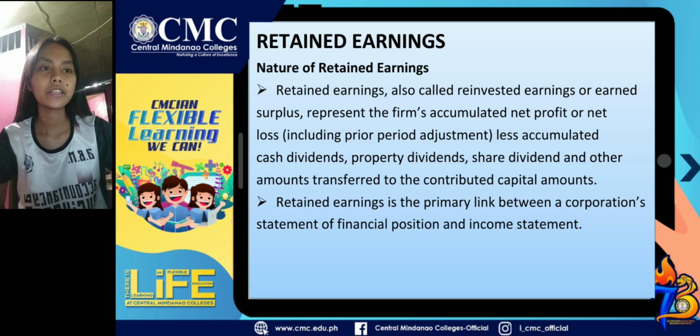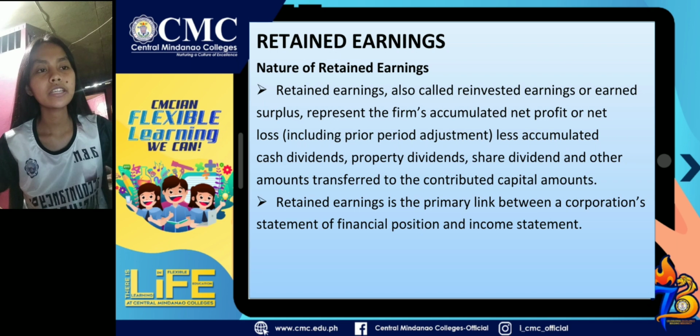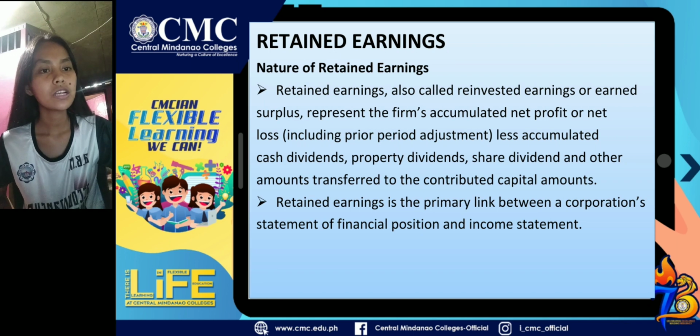Next, we have the retained earnings. Nature of retained earnings. Retained earnings, also called reinvested earnings or earned surplus, represent the firm's accumulated net profit or net loss, including prior period adjustment, less accumulated cash dividends, property dividends, share dividend, and other amounts transferred to the contributed capital amounts. Retained earnings is the primary link between a corporation's statement of financial position and income statement.